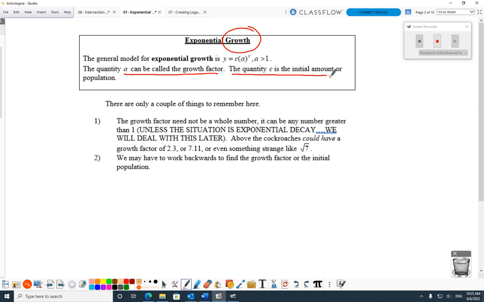And we may have to work backwards to find the growth factor or initial population. No, you would not have to in grade 11. This is what you didn't have to do in grade 11, is work backwards. All the information was given, and you just plugged it in. But today, because we have logs now, we'll be able to work backwards if we need to. We're not scared of that at all now.